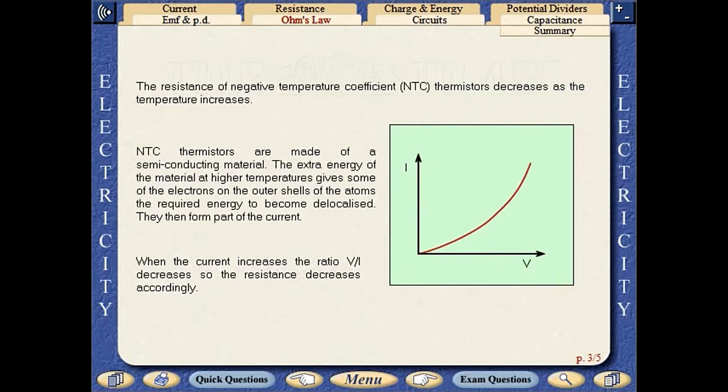The resistance of negative temperature coefficient thermistors decreases as the temperature increases. NTC thermistors are made of a semiconducting material. The extra energy of the material at higher temperatures gives some of the electrons on the outer shells of the atoms the required energy to become delocalized. They then form part of the current. When the current increases, the ratio V/I decreases, so the resistance decreases accordingly.